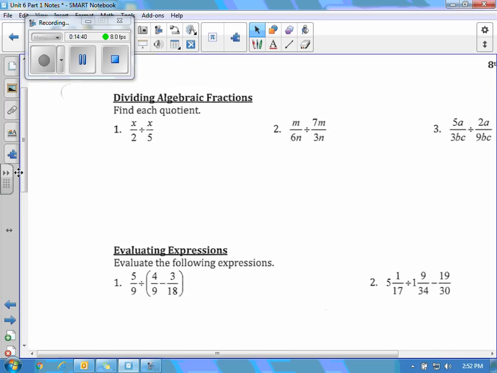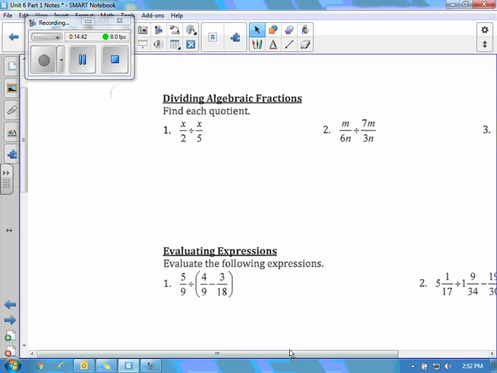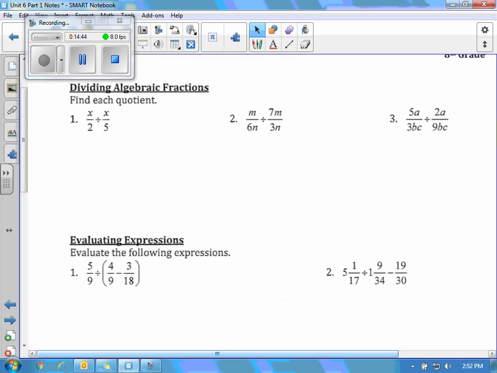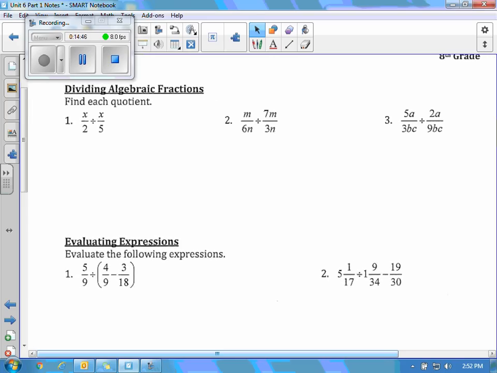All right, we are finally on the last page. Again, I apologize for how long this video has been. So now we're dividing algebraic fractions, meaning we just have variables involved.